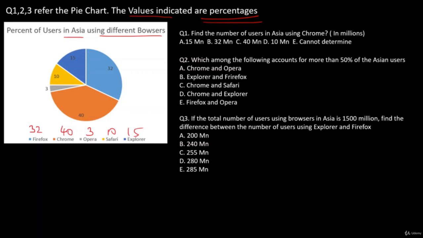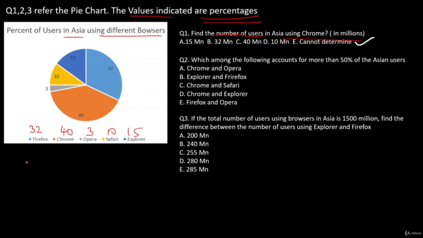All right, now pause the video, give it a try, and then let's do it together. All right, we are back. I hope you have given it a try. Let's do it together. Now the first question reads, find the number of users in Asia using Chrome. All right, in millions. Now the correct answer to this question is option E, that is, you cannot determine it, right?